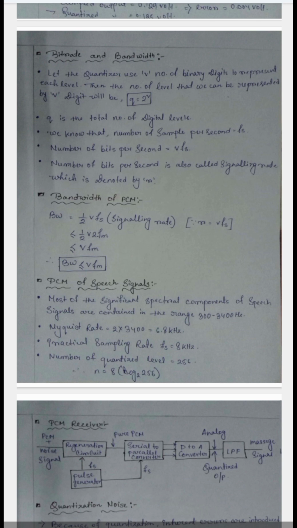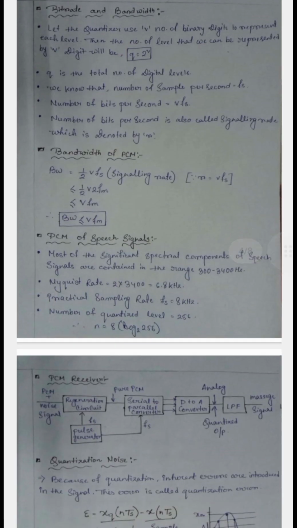Now we discuss PCM of speech signals. Most of the significant spectral components of speech signals are contained in the range of 300 to 3400 Hz. The Nyquist rate of the signal is 2 into 3400, which equals 6.8 kHz. The practical sampling rate Fs equals 8 kHz and the number of quantized levels equals 256, where n equals log 2 base 256, which is 8.